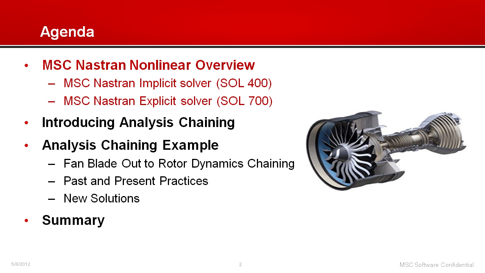Here's the overview of the presentation. We will introduce Nastran and its new solvers, including Solution 400 and Solution 700, the implicit and explicit solvers in Nastran respectively, followed by a background discussion of fan blade out and rotor dynamics, industry's past and present practices, and then we will discuss the new solutions for this application. Finally, I'd like to review some other important chaining simulations, time permitting.